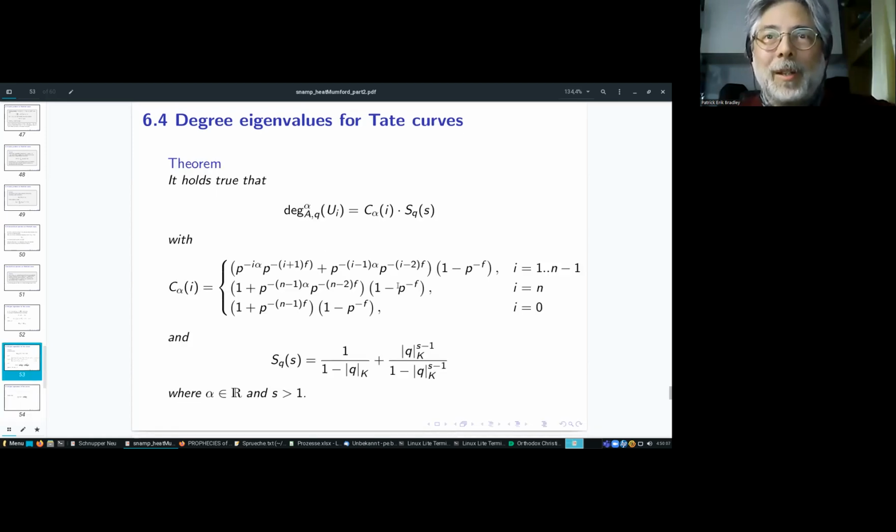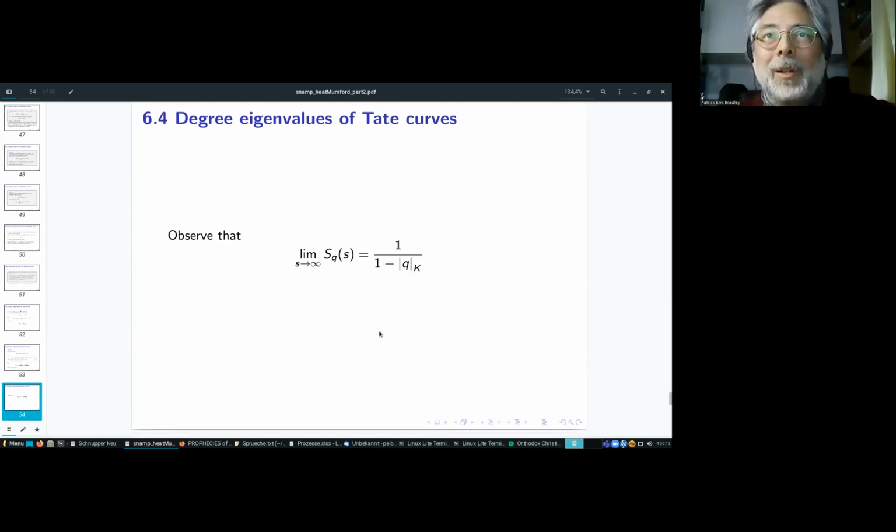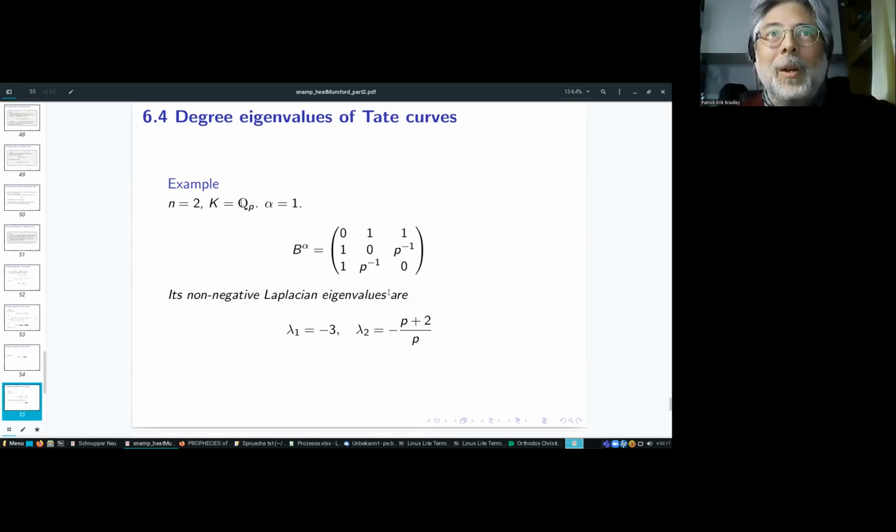First of all, observe that if s goes to infinity, this part here with s minus 1 and so on vanishes in the limit. So you get this. You can approximate your degree using this. And what I have to look into, I'm not quite sure, because I don't know how to compute the eigenvalues of a general ring graph with edge weights. But for this one, I was able to do it.